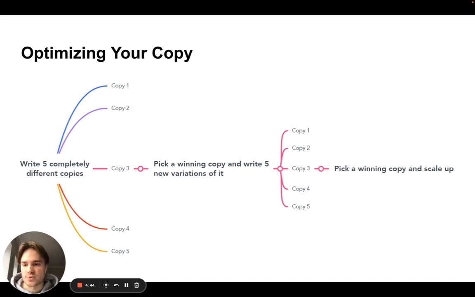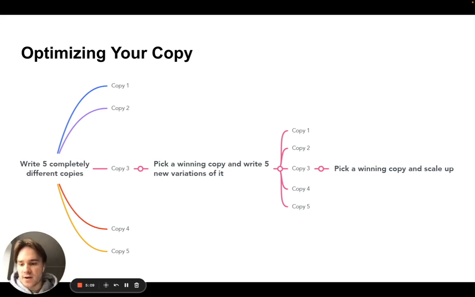Then what you can do is optimize your copy. A big portion of optimizing your copy is actually just testing, because no one really knows what works in advance. There are going to be a lot of people with different opinions. They're going to say, okay, this copy is bad, this copy is good. A lot of people have experience and they know, but also a lot of people are kind of just guessing. So what I would recommend you to do is just this.